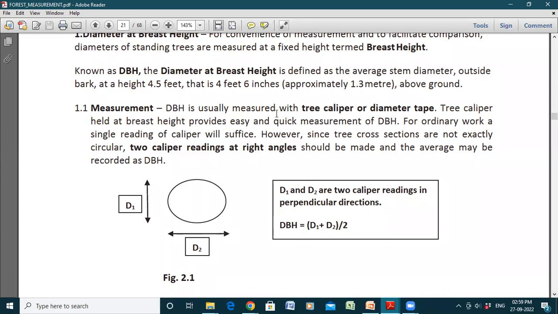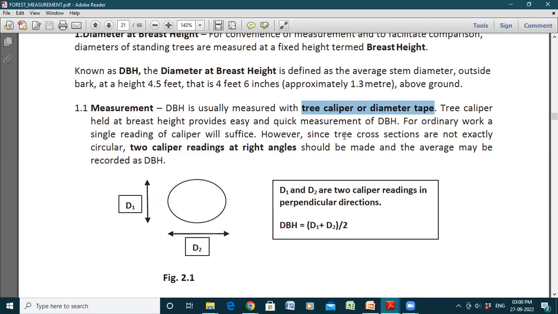DBH is usually measured with a tree caliper or diameter tape. A tree caliper held at breast height provides easy and quick measurement of DBH. This breast height, I already told you, is 4.5 feet. So at that height, we calculate the diameter, and for that we are using a tree caliper or diameter tape. For ordinary work, a single reading of the caliper will suffice.